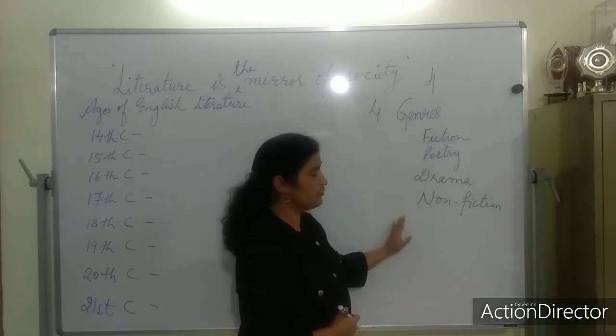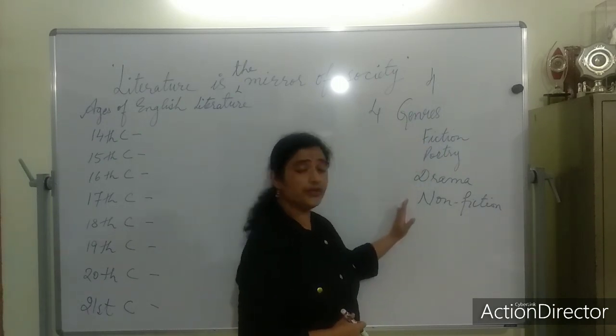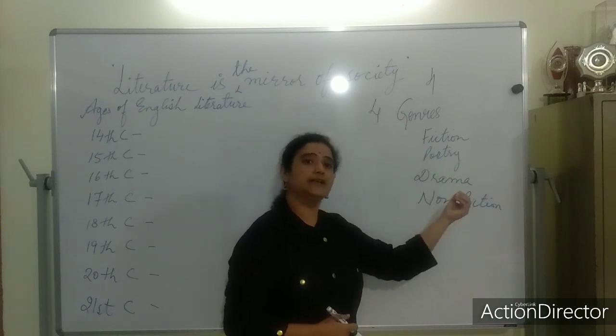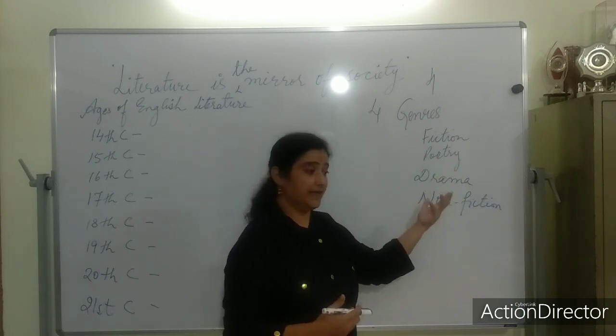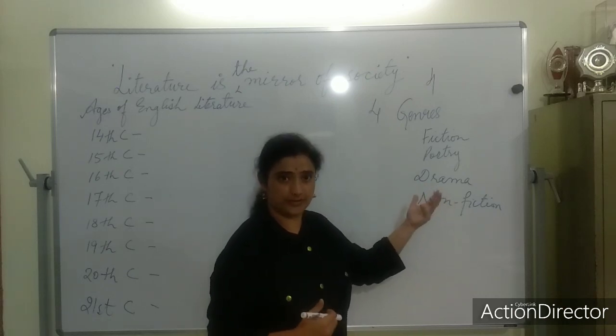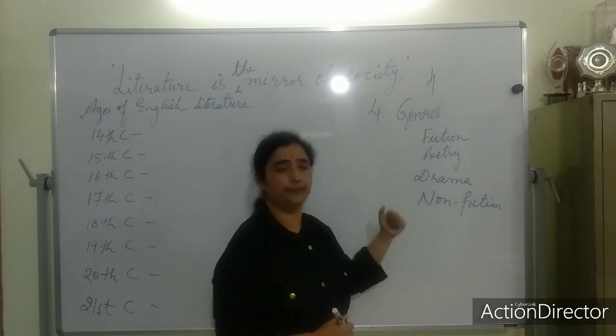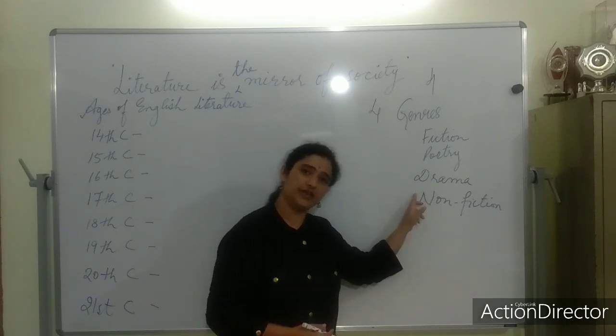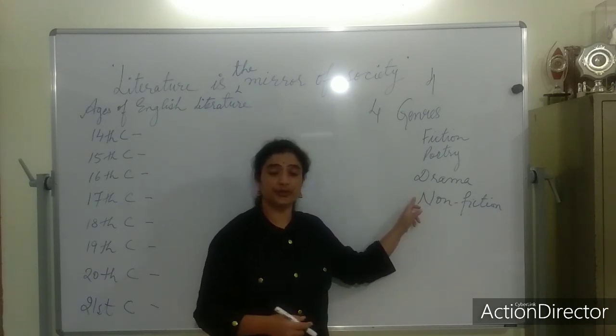How can a poem be differentiated from the other 3 genres? Every poem has a rhythmic pattern. It has a meter, it is a verse. What is verse? Song or a poem. Drama, of course, is written to be acted on the stage, and it is also written to be read.